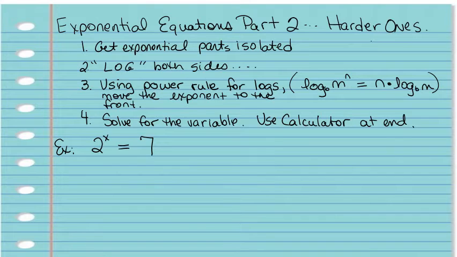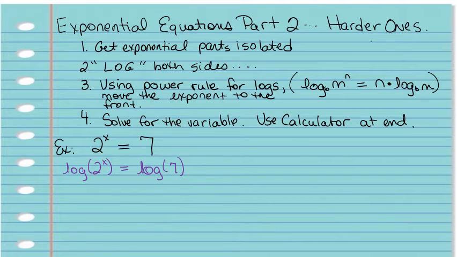So this particular example, the exponential part, which is the 2, is isolated. So now we're going to log both sides. And it doesn't matter what you log. I'm going to log base 10. You could do log base 10. You could do natural log. Technically, you could do log base 2 on both sides. But just for simplicity's sake, we're going to do log base 10. So I'm going to log both sides.